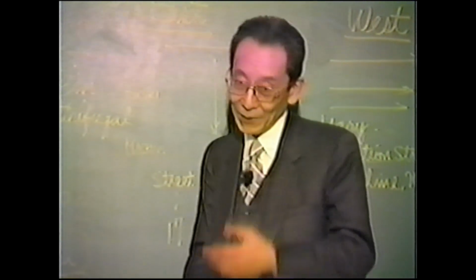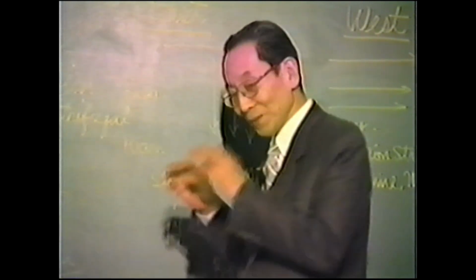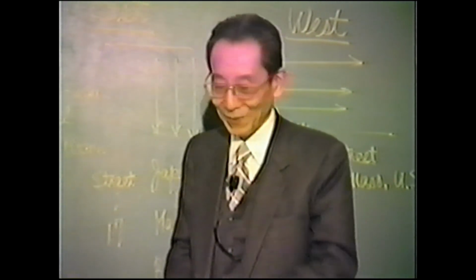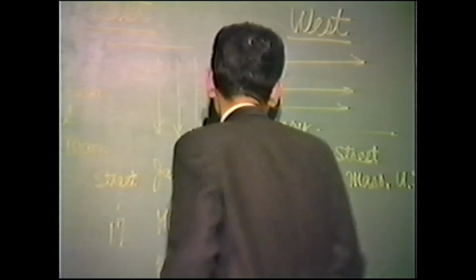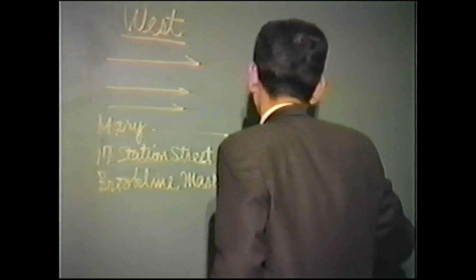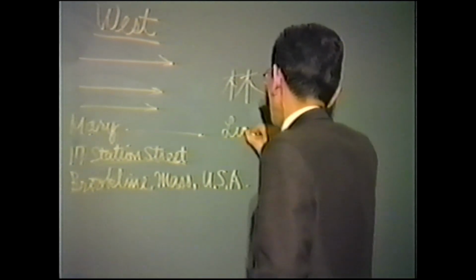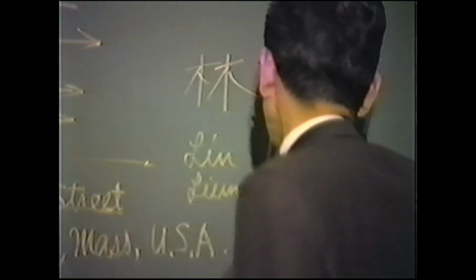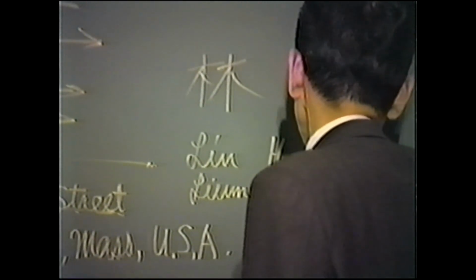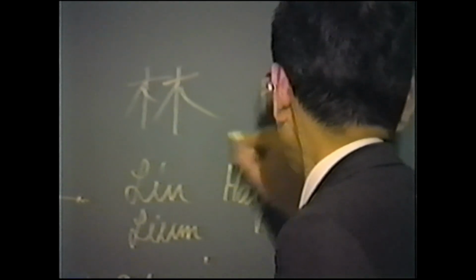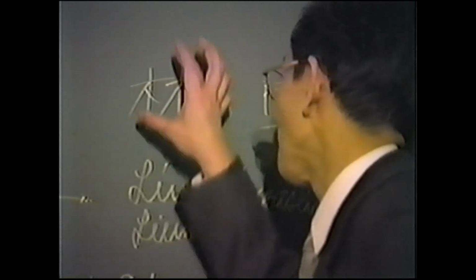But China, Japan is different. Meaning words. Meaning words. For example, they write like that. Lin or Liam or Hayashi. Various pronunciations. This meaning is forest. Forest.